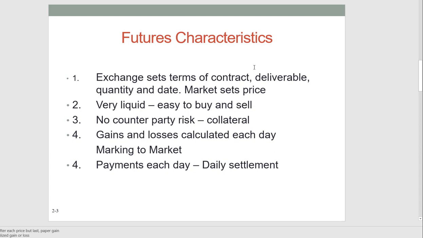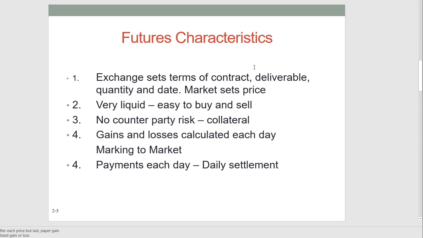So the futures exchange says you're going to be delivering a certain kind of oil, a certain quantity of oil on a certain date, or a certain quality of soybean, certain quantity of soybean on a certain date. Those are the kinds of things. Or it could be you're trading on the S&P 500 index. It tells you the size of the contract, how much each movement in price is worth, and the date the contract expires. Very liquid, easy to buy and sell.